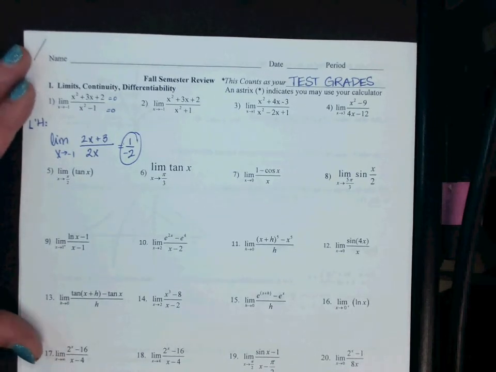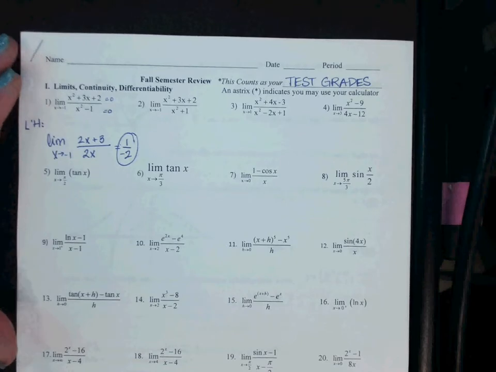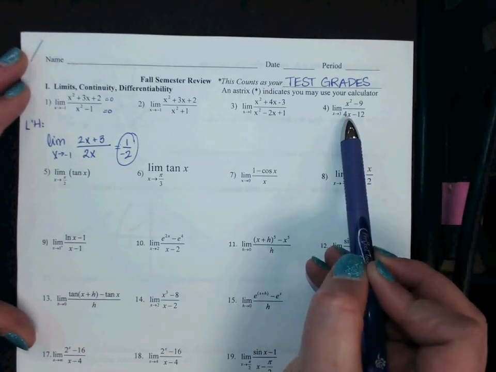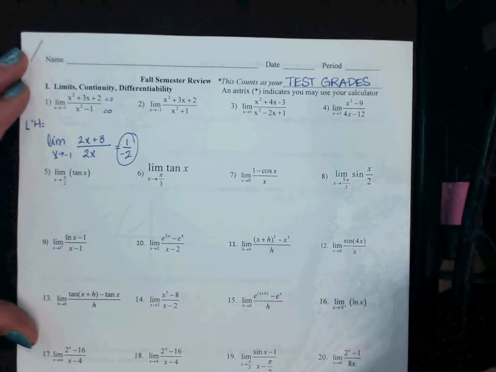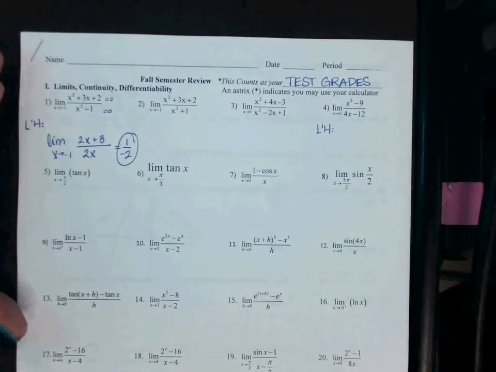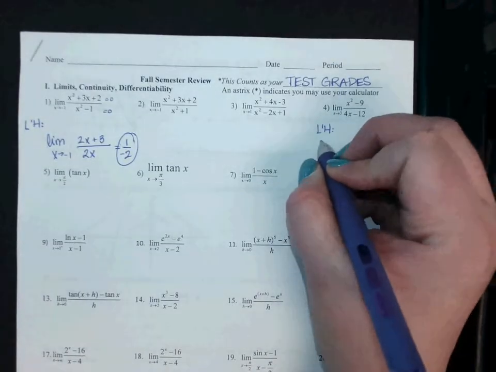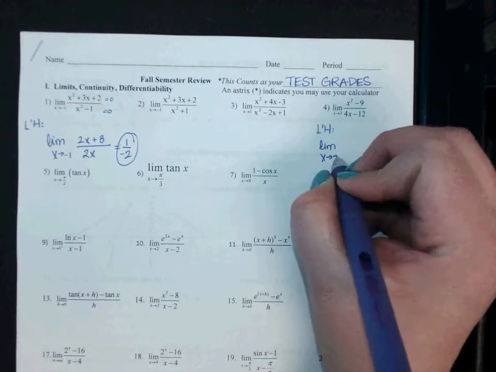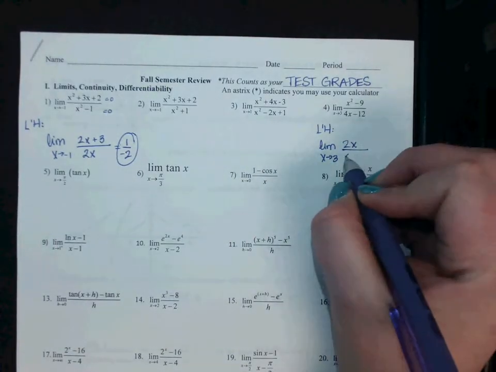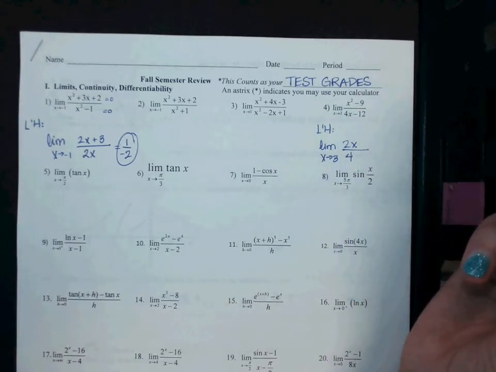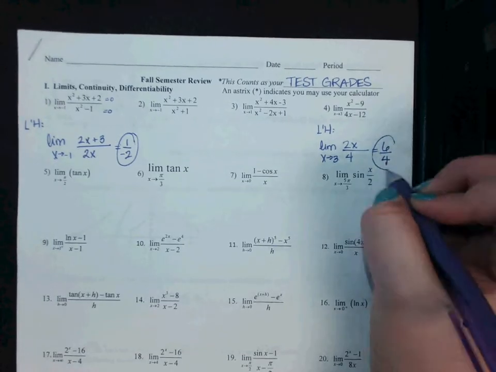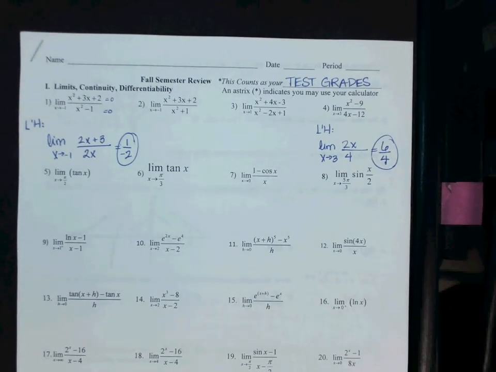Okay. Take a look at number 4. Can I plug in 3 on top? What do I get? 0. What do I get when I plug it in on bottom? 0 over 0 means your favorite dead mathematician, L'Hopital's rule. Okay, limit as x approaches 3. Derivative on top, what is it? Derivative on bottom, plug in a 3. 2 times 3 is what on top? 6 over 4. Reduce it if you want to, but for your response you don't have to.